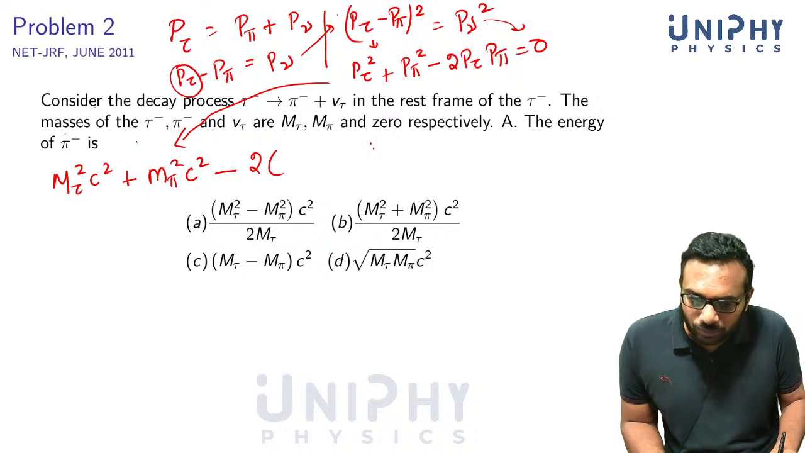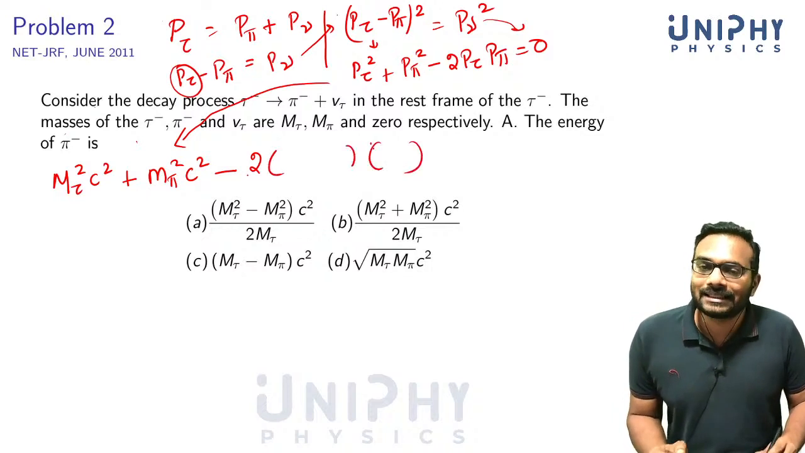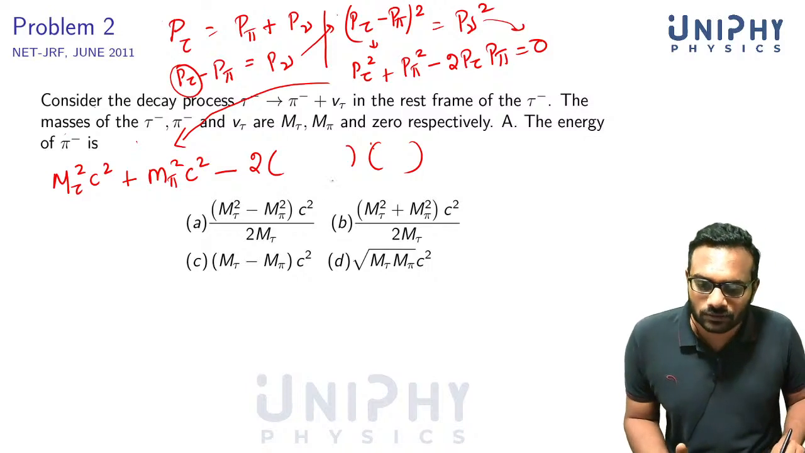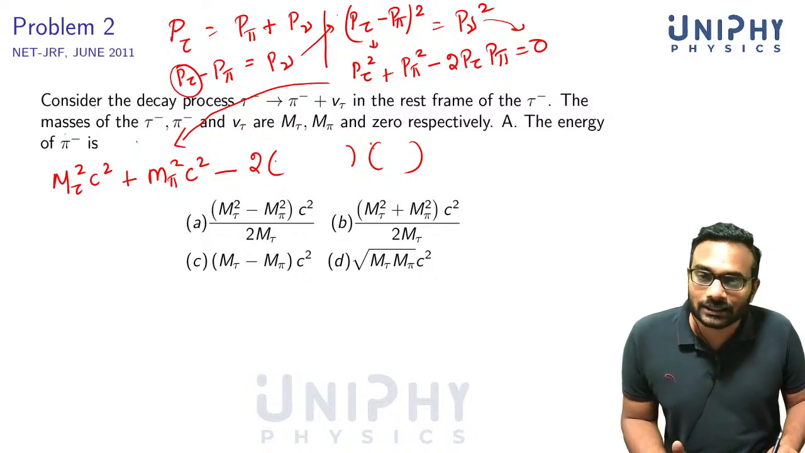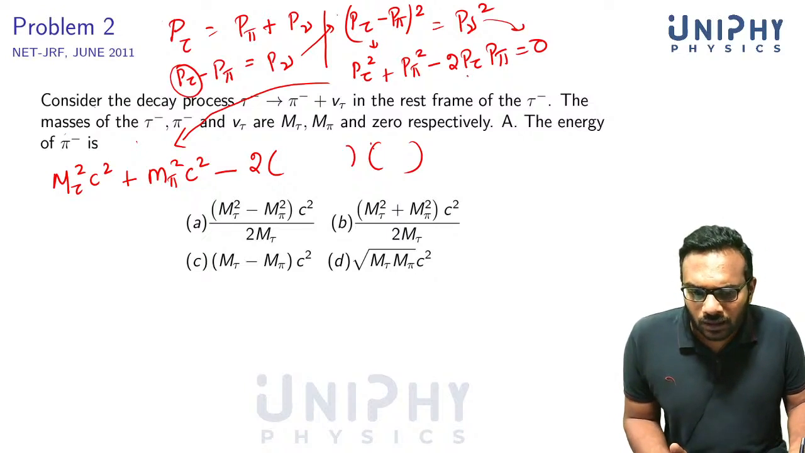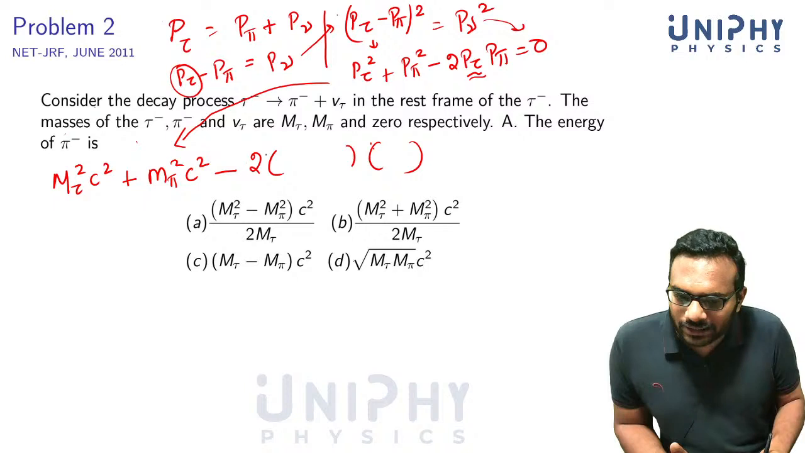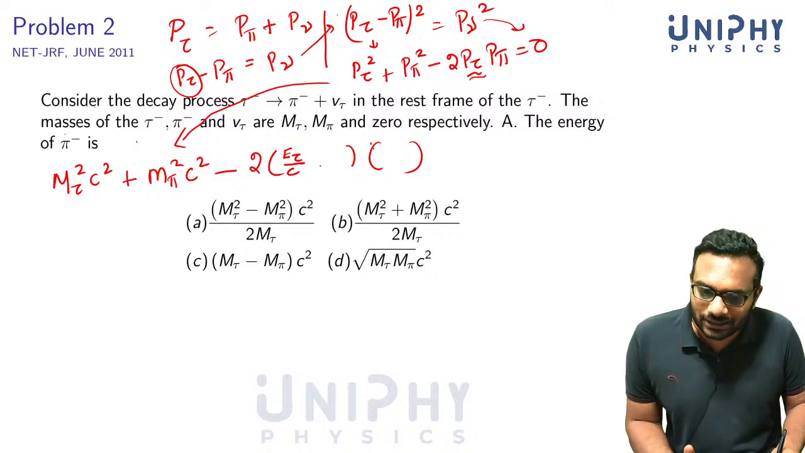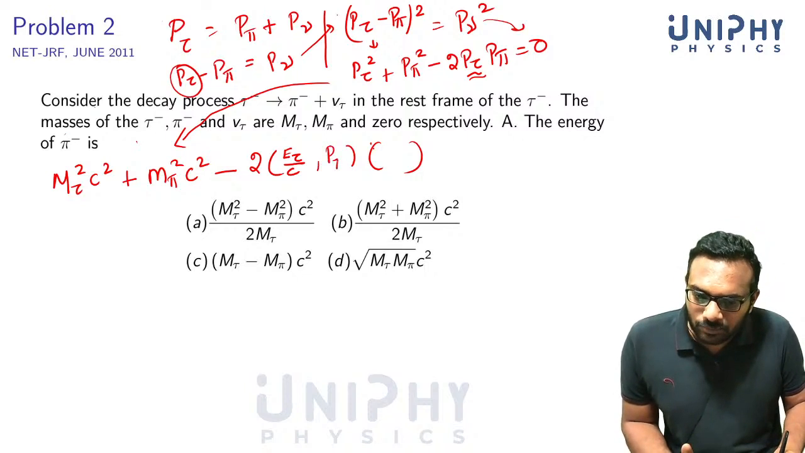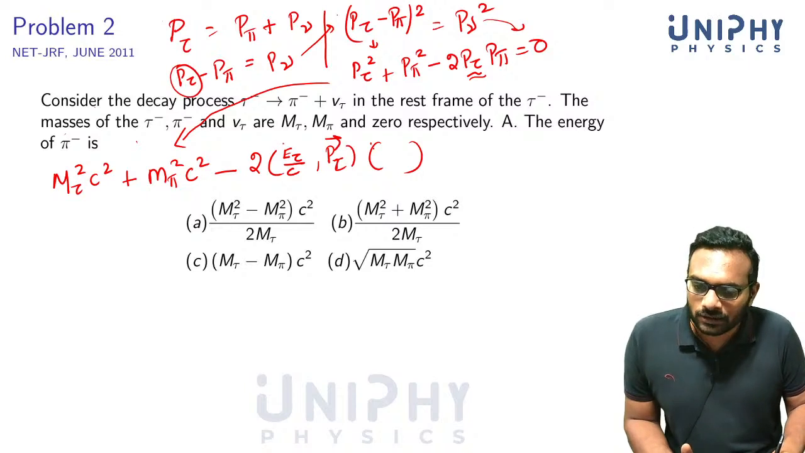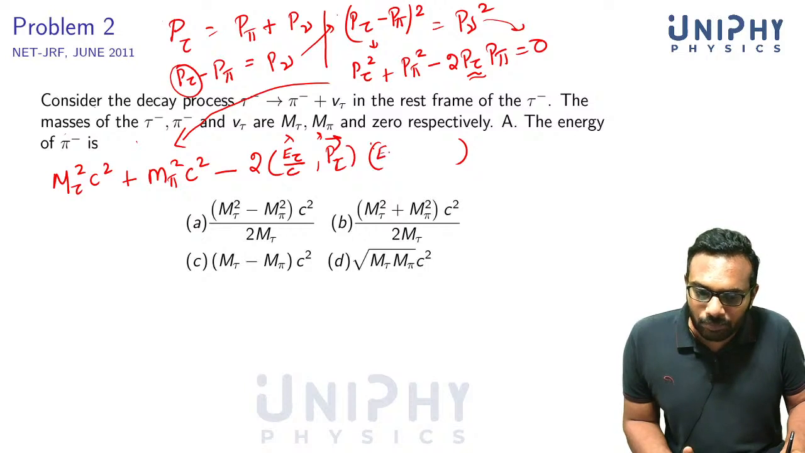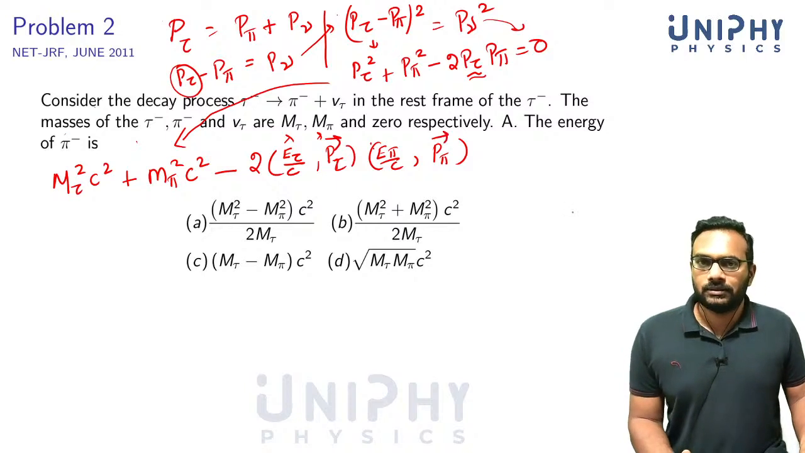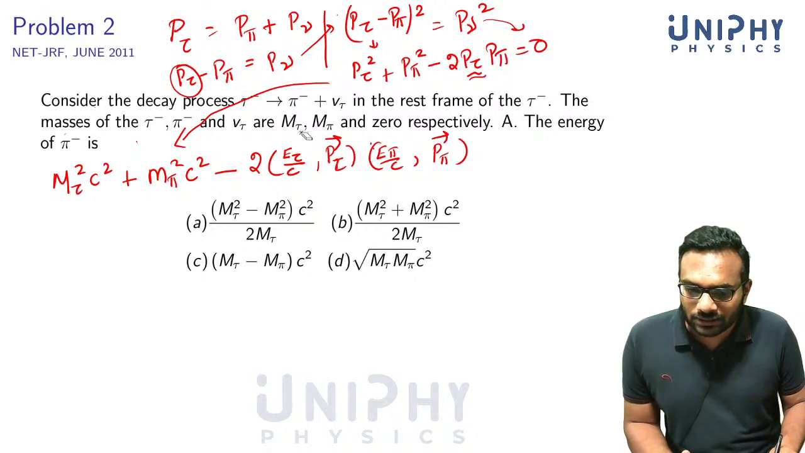I'll write it in the component form first, and then we'll multiply. As I said, a 4 vector has 4 components. One is the time component, and the other are the 3 spatial components. So what are the components of p tau? The time component of a 4 momentum is the energy divided by c. The spatial part is simply p tau vector. So this is the time part, and this is the space part. And here also you will have E pi divided by c, comma p pi vector. So these are the 4 components.